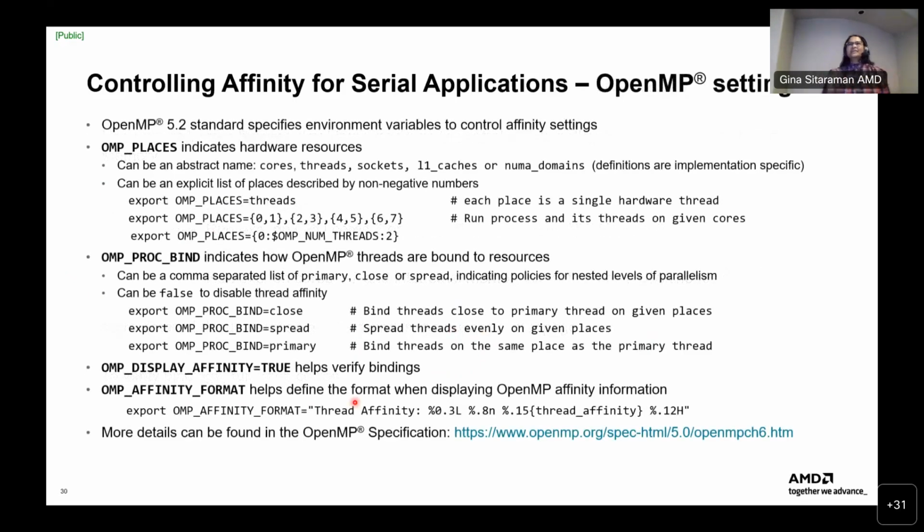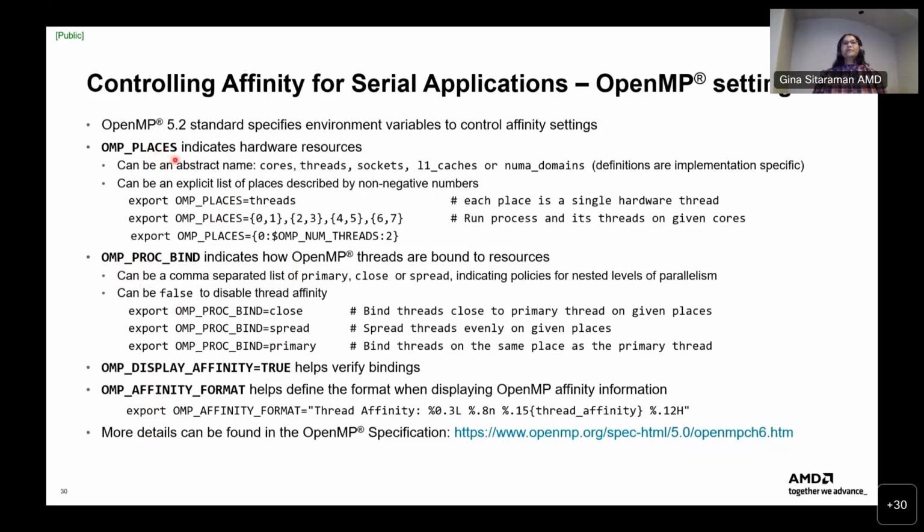So when it comes to OpenMP, they have a very, very rich specification to control affinity settings. The options are very well documented. And I'm just pointing out a few environment variables. There are a couple at the bottom that seemed interesting, but mostly the first two are what we need.